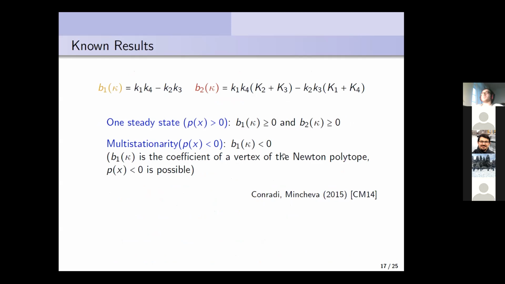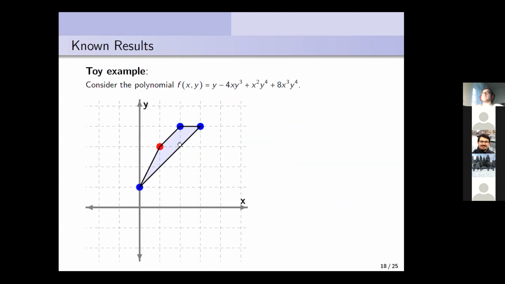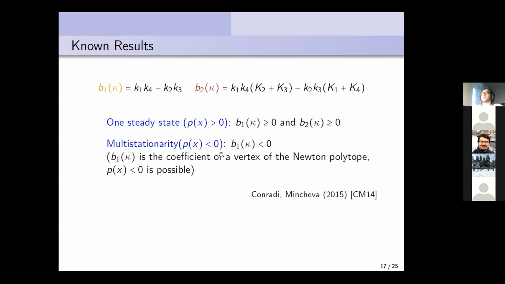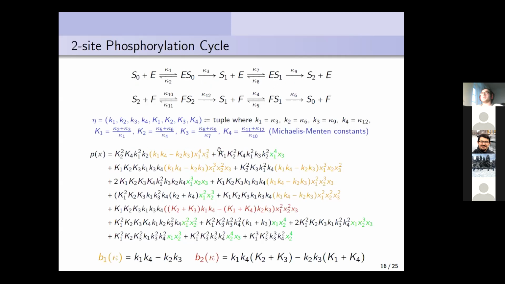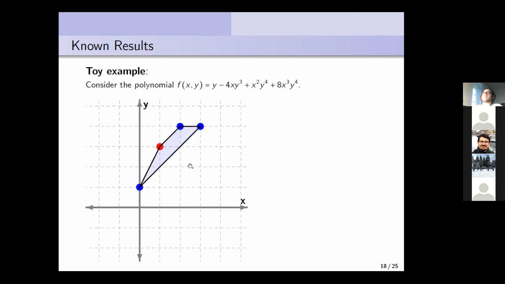So I already wrote why this is so over here. B1 is the coefficient of a vertex of a Newton polynomial. So what does this mean? There has to be a picture over here of the Newton polytope of this polynomial. But essentially, once you draw the shape of this Newton polytope, you see that some of these yellow points are in the vertices. And what happens is that let's go through this over a small example.